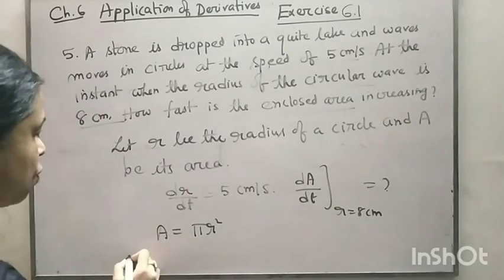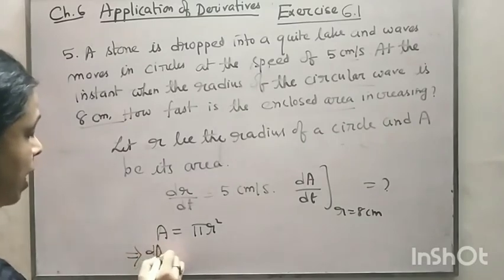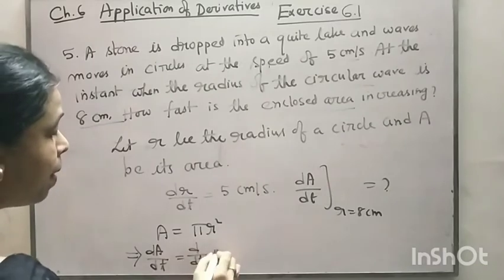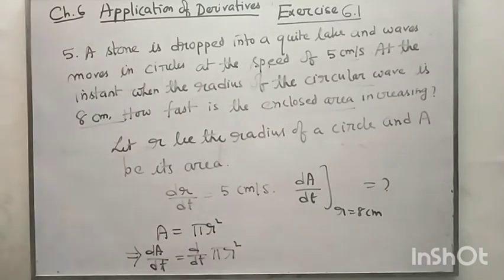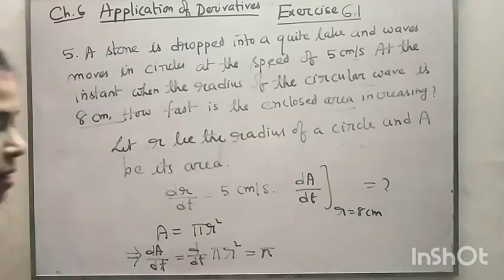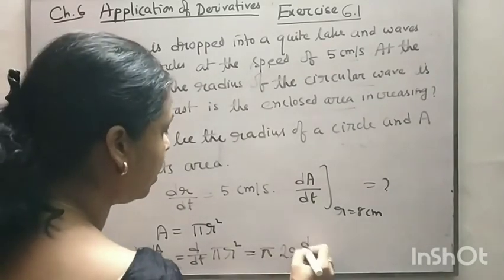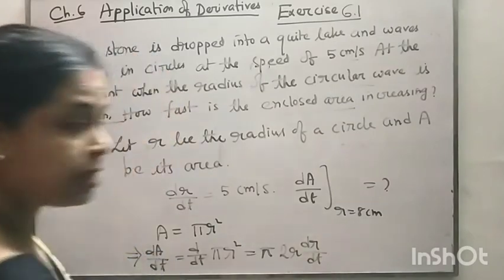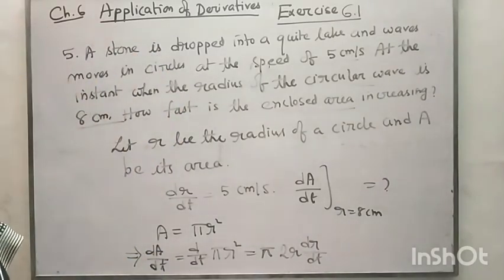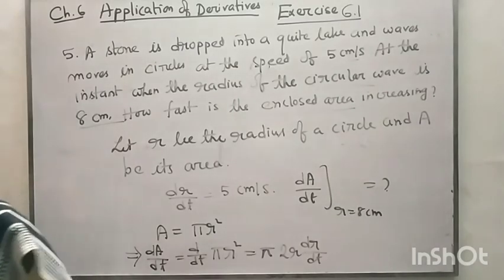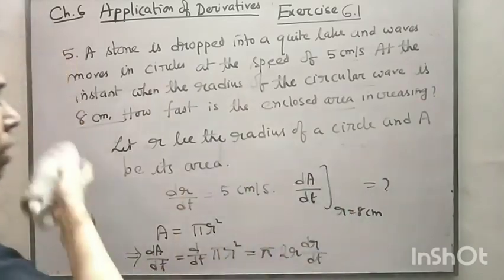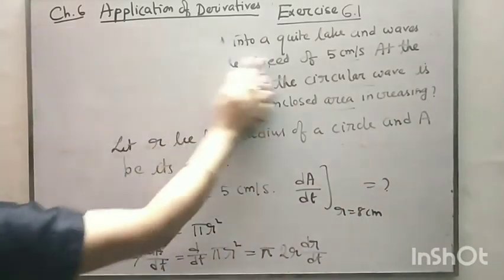So rate of change of area, dA/dt, what is its value? d/dt of pi r square. And as you know, pi is a constant, so it will come out. d/dt of r square is equal to twice r into dr/dt. Right? So after this, you have to calculate the value of dA/dt at what instant? At the instant when r is equal to 8 centimeter. So let us do the remaining calculation.